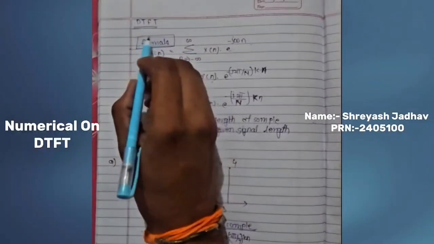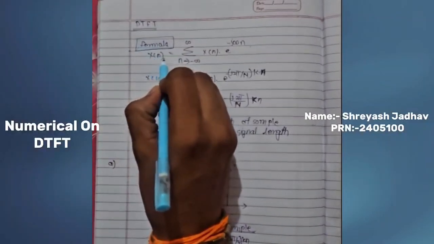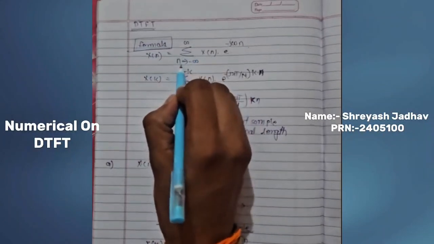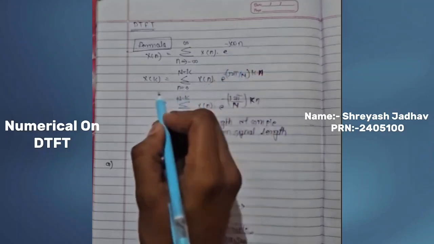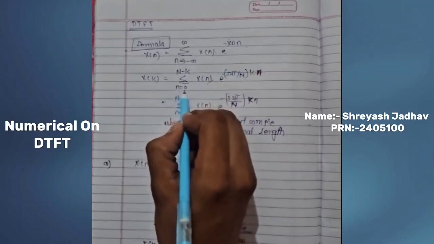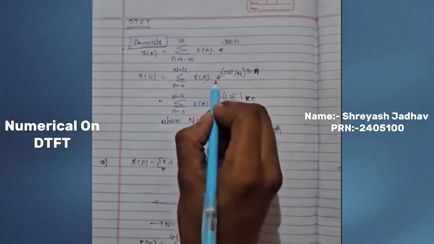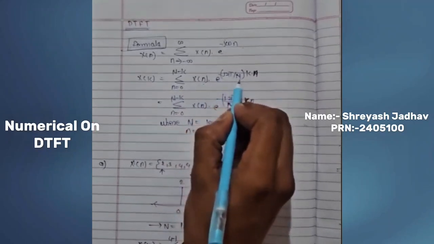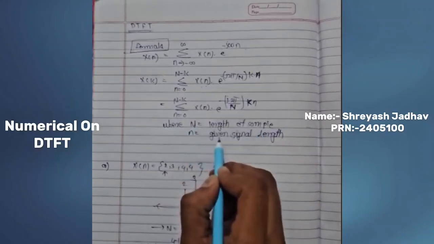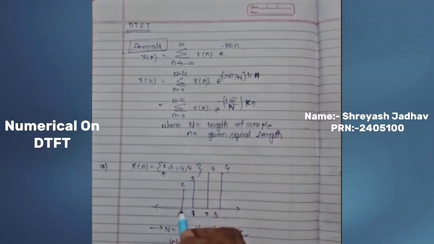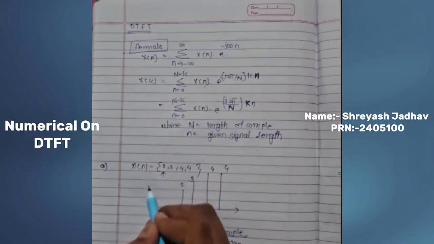First we will discuss the DTFT formula. In this formula, X of omega is equal to the summation of n from minus infinity to infinity of x of n into e raised to minus j omega n. X of k is equal to the summation of n from 0 to N minus 1 of x of n into e raised to minus j 2 pi by N into kn, where N is the length of the sample and x of n is the given signal. Length means the number of samples used in the given signal.